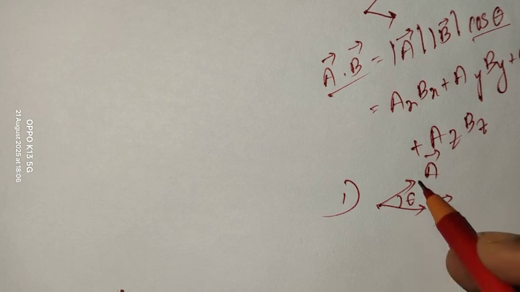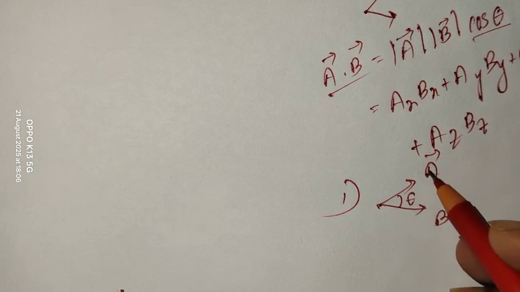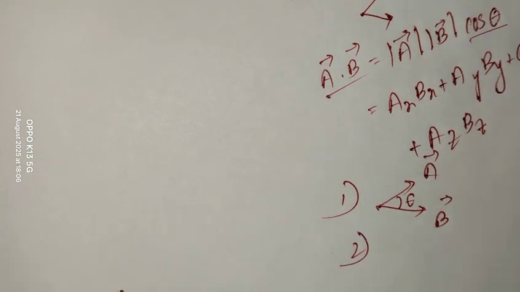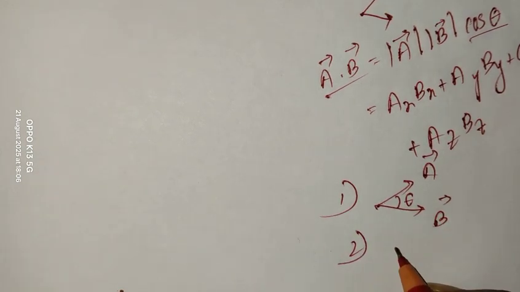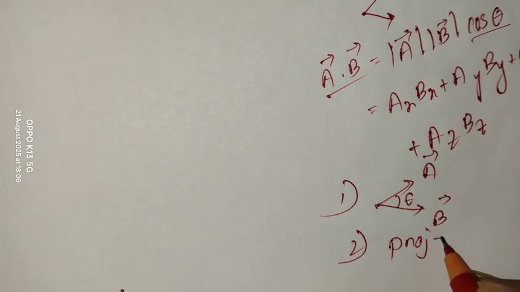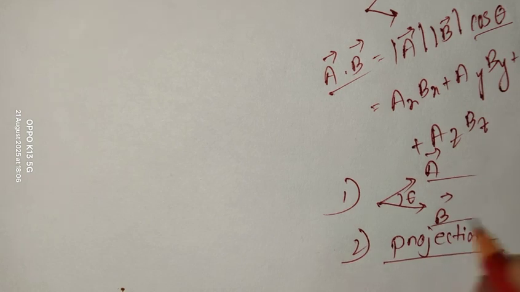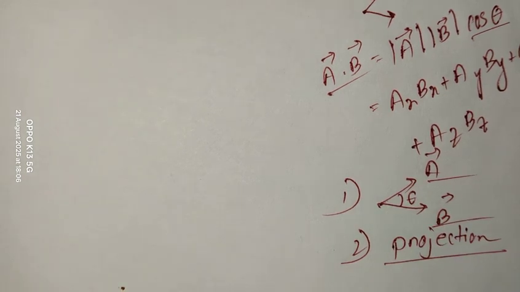And also we can find the projection of vector A along any vector. Let's say this is vector B. We can find the projection of A along the vector B. It's very easy. So this is the second physical significance: we can find the projection of any vector, let's say A vector, along B vector, any other vector. So this is the dot product.